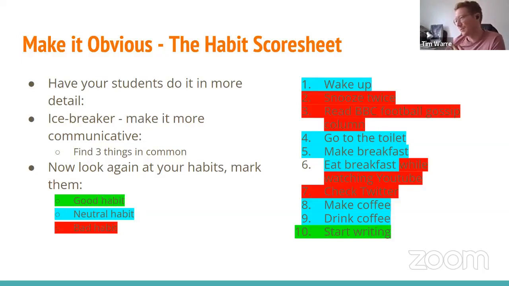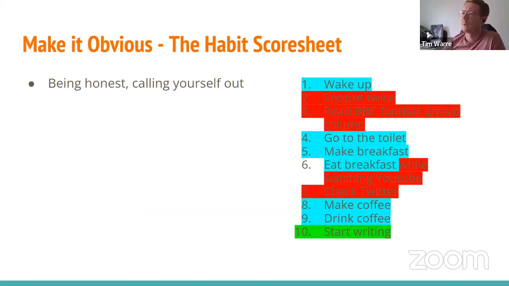Check Twitter, probably not good either, especially not anymore. It's gone down the pan, definitely. Make coffee, drink coffee, start writing, actually start work. That's a good habit, right? So this is my analysis of my old habits. So they go through and analyze habits for good habits, neutral habits, bad habits. You have to be honest. You're calling yourself out and saying, well, yeah, you know, snoozing's not good for me.